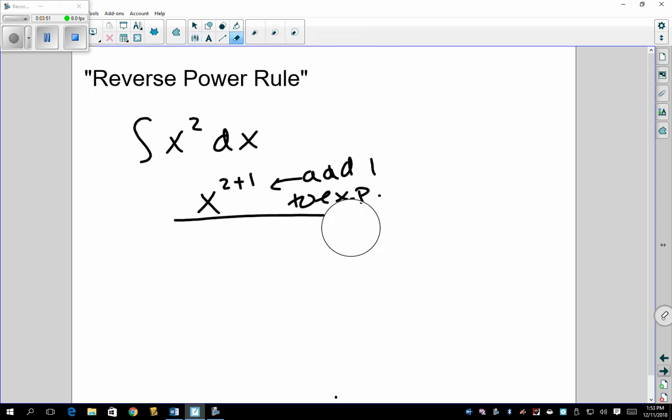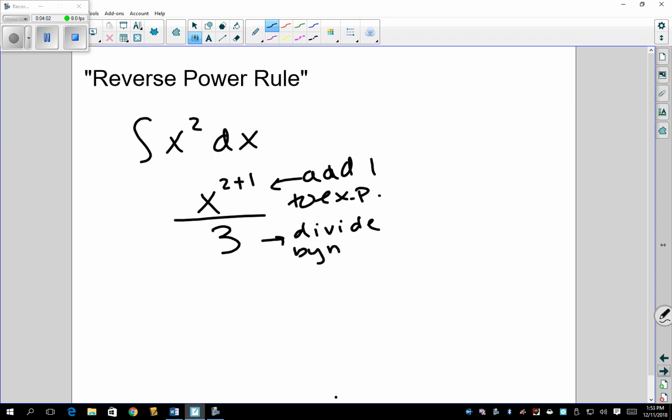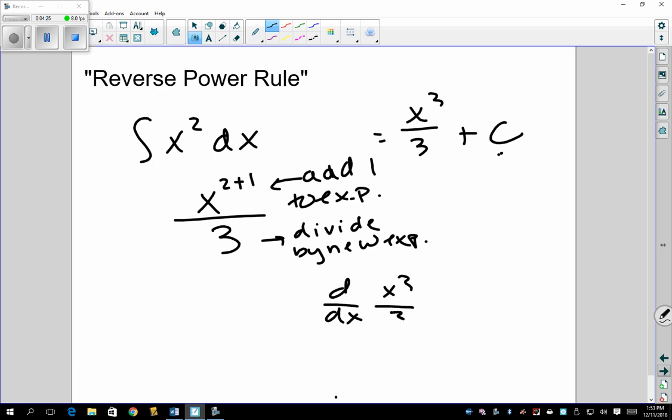And when we took the derivative, we multiplied by the exponent, and now we're going to divide by the new exponent. So the integral of x squared is x cubed over 3 plus c. And again, please remember that plus c. That is very important when we have indefinite integrals. And if I wanted to double check by taking the derivative, the derivative of x cubed over 3: bring the 3 down, subtract 1, we get x squared. So we're good to go.